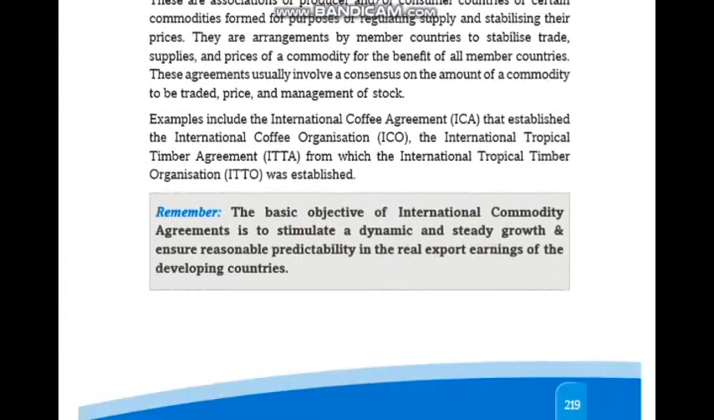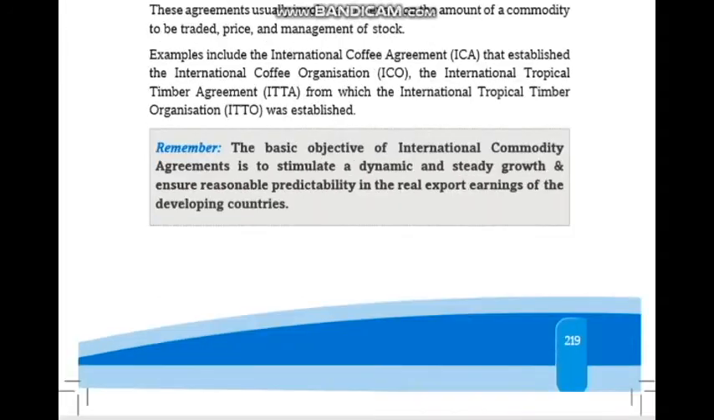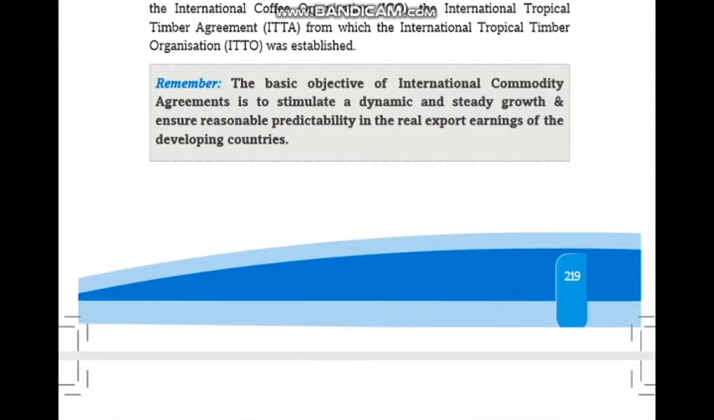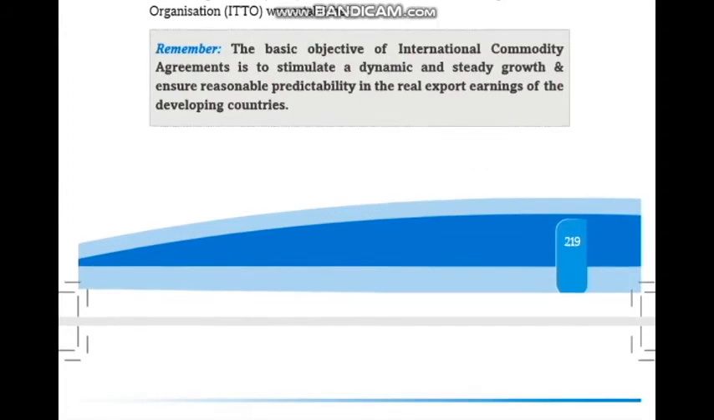Examples include the International Coffee Agreement, ICA, that established the International Coffee Organization, ICO, and the International Tropical Timber Agreement, ITTA, from which the International Tropical Timber Organization, ITTO, was established. Remember that the basic objective of International Commodity Agreements is to stimulate a dynamic and steady growth and ensure reasonable predictability in the real export earnings of developing countries.